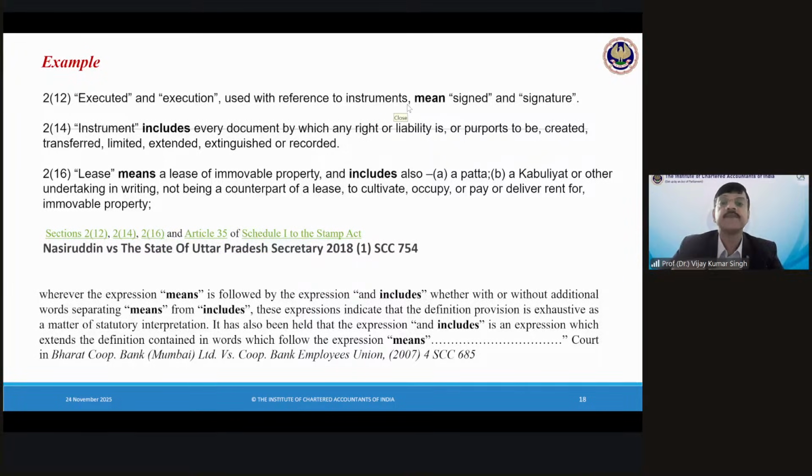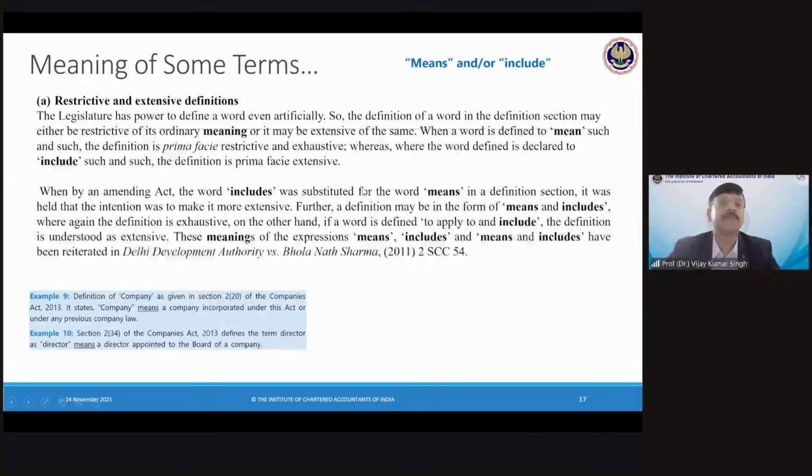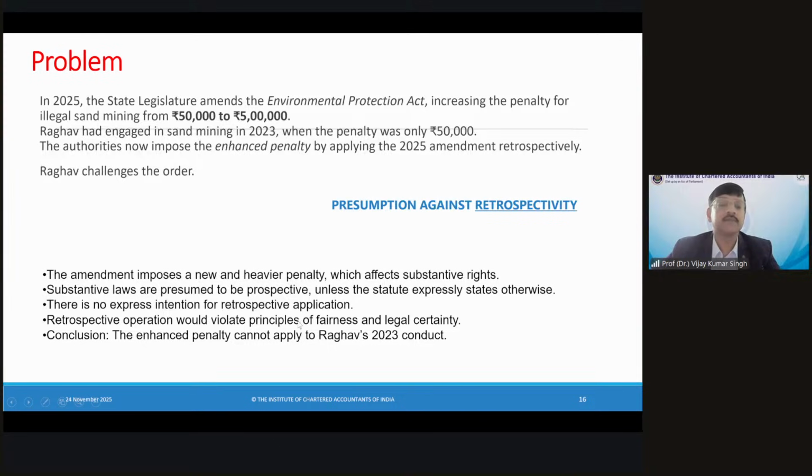Any more questions? The case which you are referring to, this one. Just a second, let me see. You are referring to this particular case, right? But where is the question of 1982 in this? We are talking about a situation where in 2023 there is assigned mining and 2025, so retrospective operation would violate the principles of fairness and legal certainty. So I am not getting what question you are asking. Kuldeep, can you elaborate now? Fine, I think it is clear now. Okay, good.